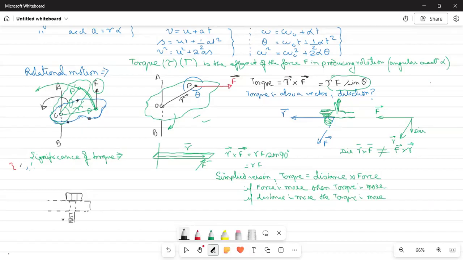Now, what you are doing, you are trying to loosen the bolt. What will you do? You will take a wrench like this. This is the handle of the wrench. And you will hold the end of the wrench and try to apply a force.